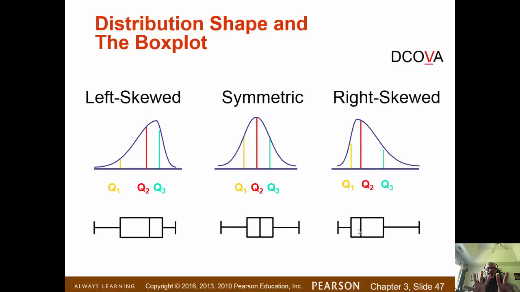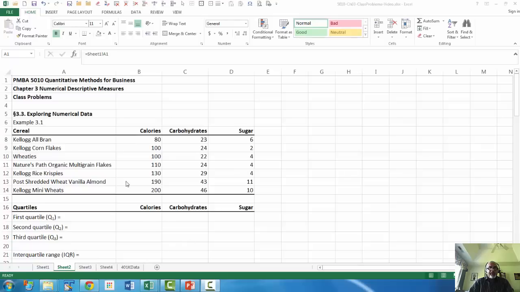Now let's go ahead and get all of this done in Excel. We come back to the same data with calories, carbohydrates and sugar of a sample of 7 selected breakfast cereals.